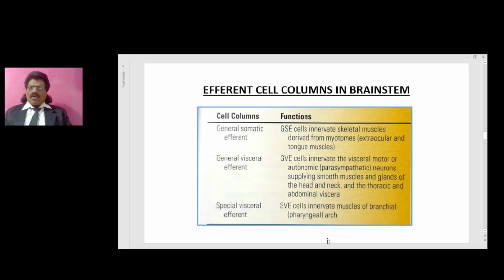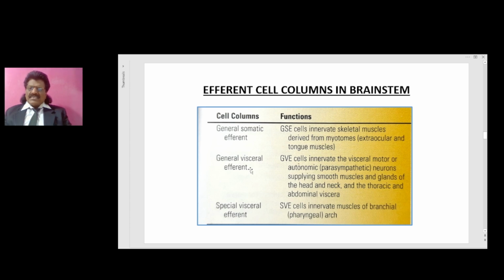So first let's talk about the efferent cell columns in the brainstem. So general somatic efferent. So general somatic efferent cells innervate skeletal muscles derived from myotomes, that is extraocular and tongue muscles. So efferent are motor. So general somatic efferent means the cells which innervate skeletal muscles derived from myotomes, that is extraocular and tongue muscles.